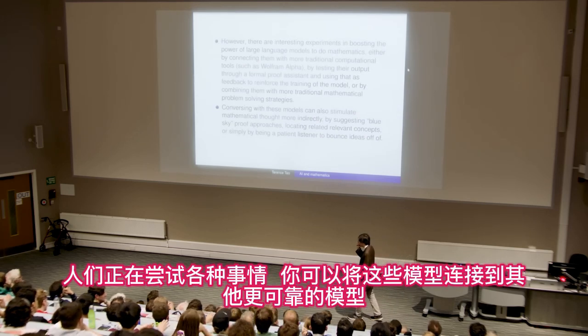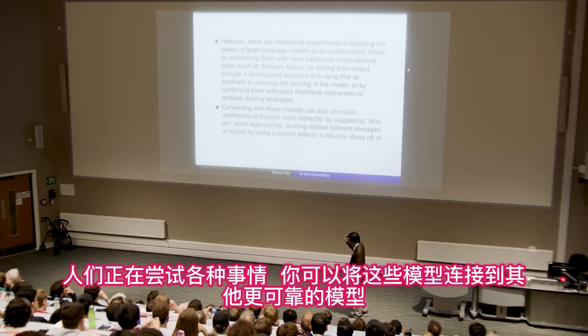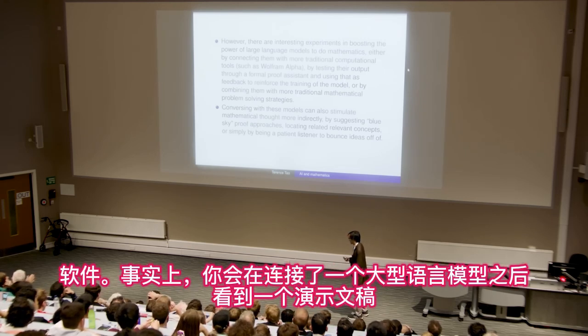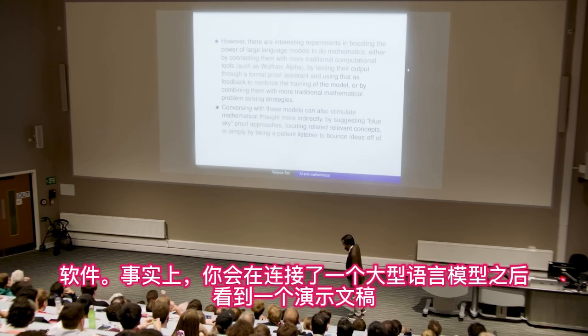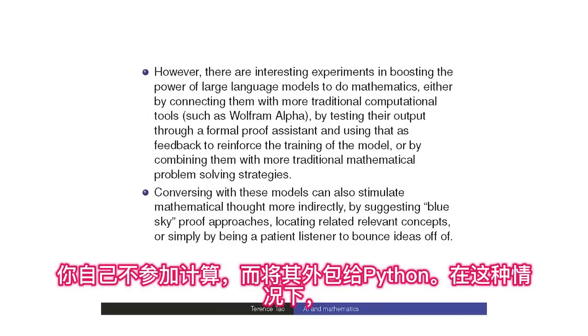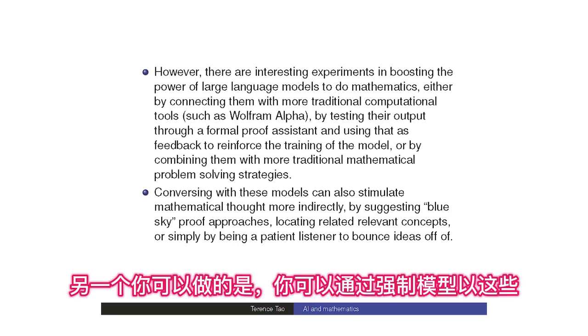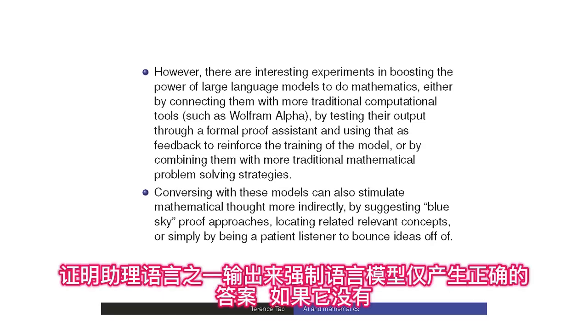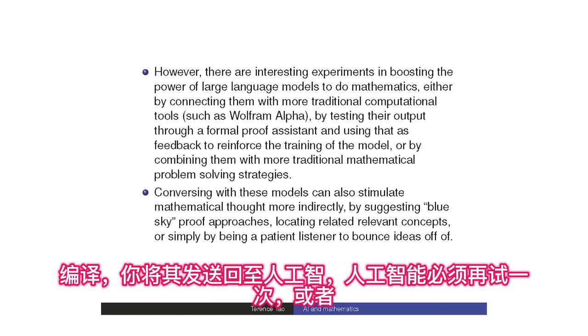So people are trying all kinds of things. You can connect these models to other, more reliable software. In fact, you will see a presentation after where there's a large language model connected so that you don't do the computation yourself. You outsource it to Python in that case. But another thing you can do is force the language model to only produce correct answers by forcing the model to output in one of these proof-assistant languages. And if it doesn't compile, you send it back to the AI, and the AI has to try again.